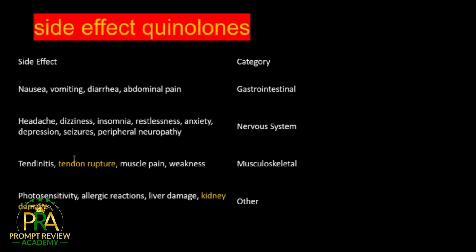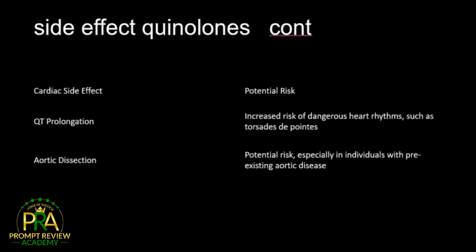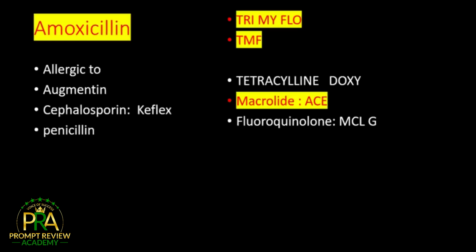I use this time to chip in something: know your side effects of quinolones. One of the biggest things for the exam for the quinolones is the tendon rupture, Achilles tendon rupture. So that is very important. These are other side effects. We are not doing pharmacology, but just for you to know, quinolones can also cause QT prolongation and aortic dissection.